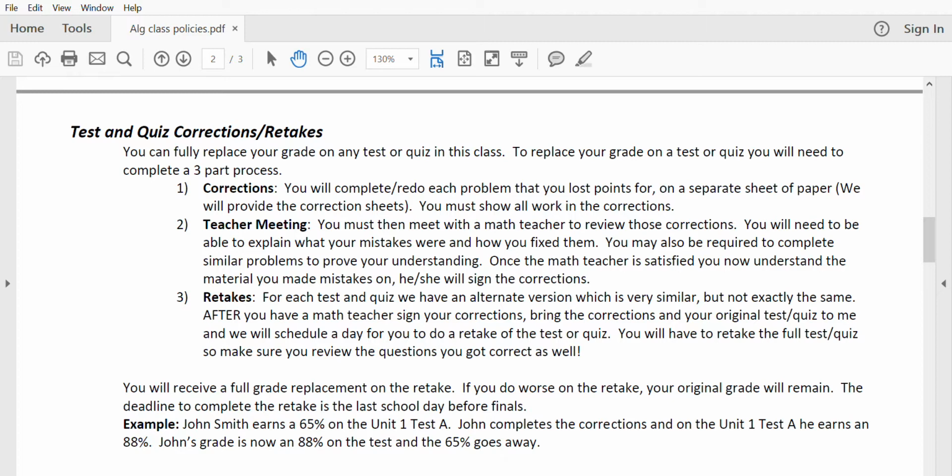Oh, one other thing, just want to mention, you can do your corrections and the teacher meeting simultaneously if you want. I do not care if you get help on the corrections from another teacher, from a friend, from parents, whatever it needs to be for your corrections to get done and for you to be able to do them correctly and understand your mistakes. That's what I'm looking for. The teacher meeting is what has to be done, though, with a math teacher at Grayslake Central High School.